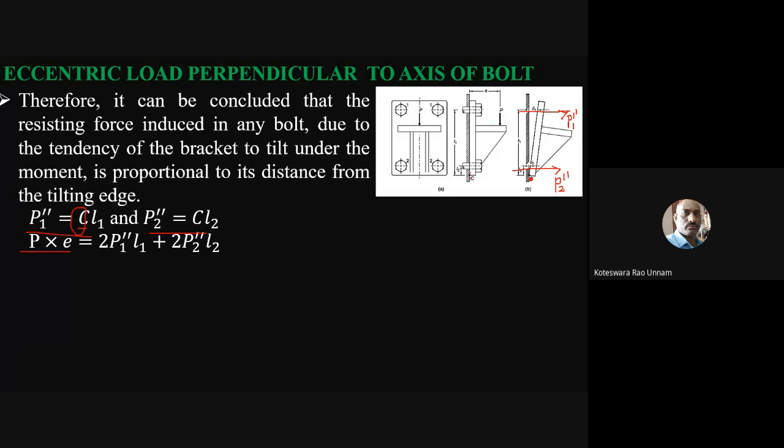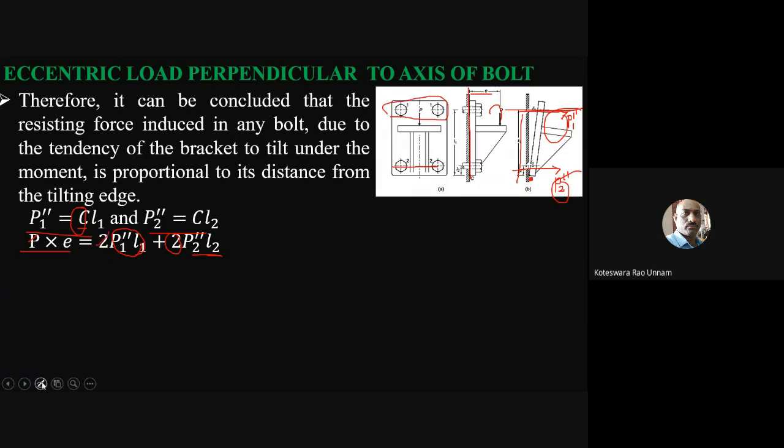If you take moments about this point C, then P into E, where E is this distance, is the moment due to the applied load. It should be equal to the load P2 double dash multiplied by this distance L2, so P2 double dash into L2. Why do I use 2 here? Because in the given set I have 2 bolts. Similarly, the moment of P1 double dash is this force multiplied by the perpendicular distance L1, so P1 double dash into L1. Since the set has 2 bolts here also, I use 2 here.